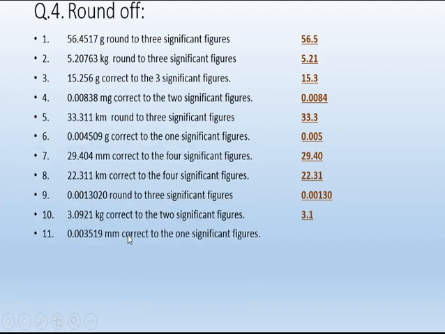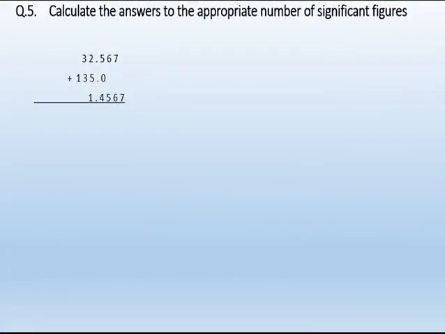Now in this example, 0.003519 correct to 1 significant figure. We retain the first non-zero number, 3, and we remove 519. The first removed number is 5 or more, so we add plus 1 to 3. So our answer will be 0.004, correct to 1 significant figure.